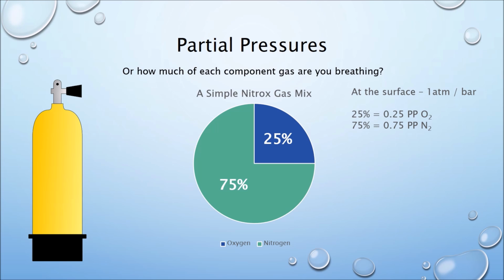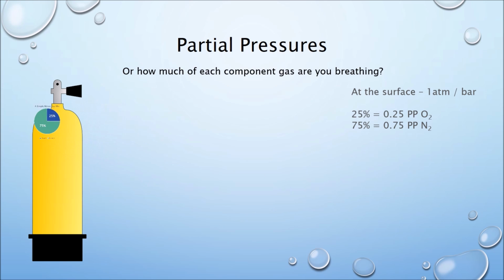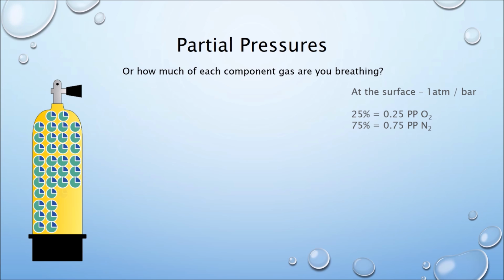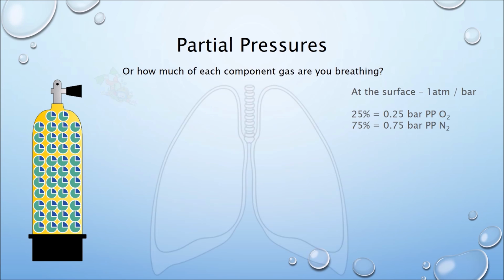So let's start with a nice simple nitrox mix of 25% oxygen and 75% nitrogen. So that ups the oxygen content by 4%. Now 25% of 1 bar, so at the surface, we can call 0.25 bar. So your partial pressure of oxygen is 0.25. Why does it matter? Well, we're going to take this and compress it and stick it all into our diving cylinder, and we're going to breathe it out later on.